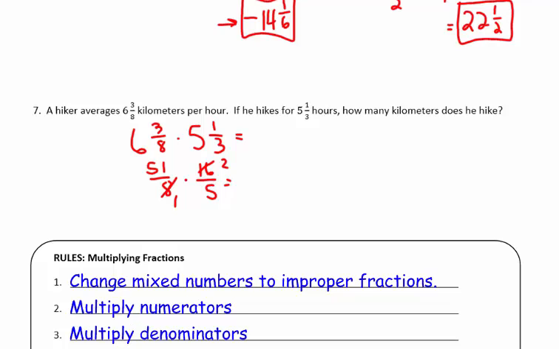Oh, I apologize. This should be a 3, not a 5. I don't know where that came from. 102 over 3, and then I change that into a whole number. 3 goes into 10 3 times. That's 1 left over. 3 into 12 is 4. So it actually works out to be perfect. 34 kilometers total. Sorry about the little snafu along the way.